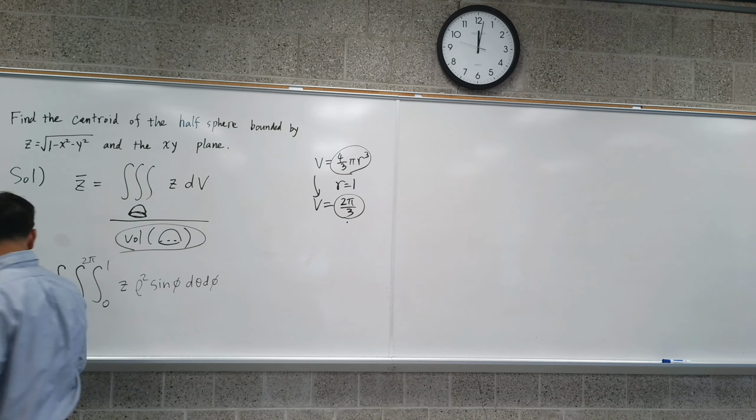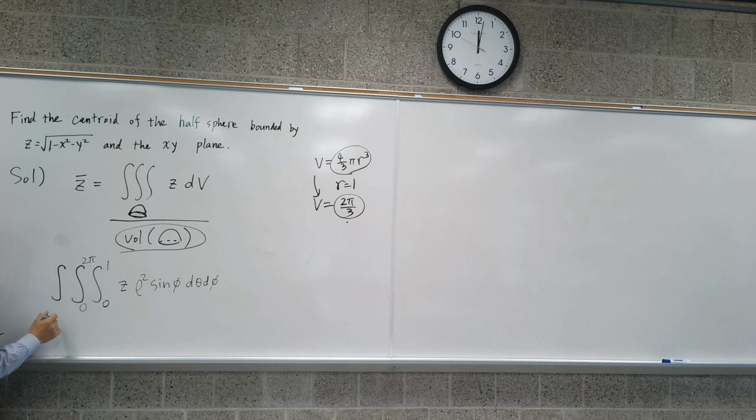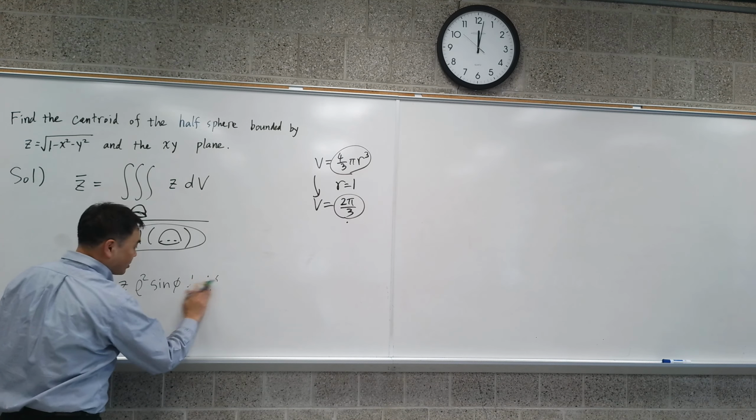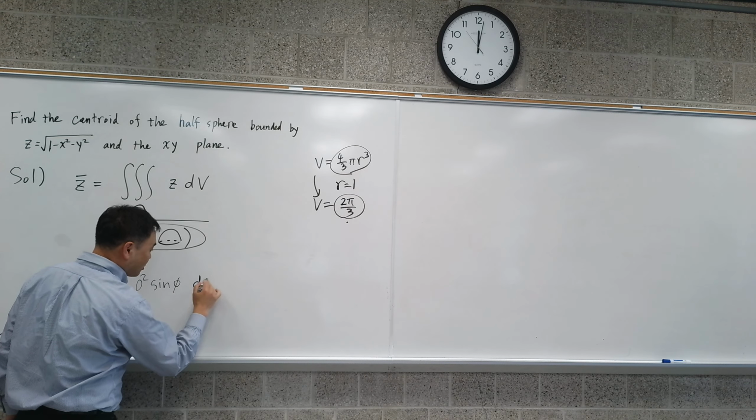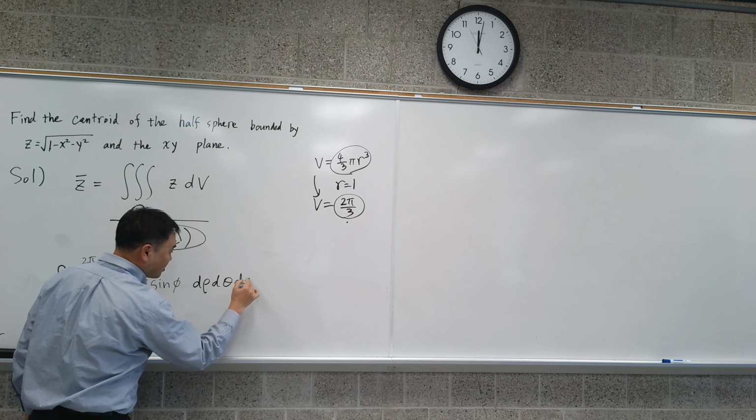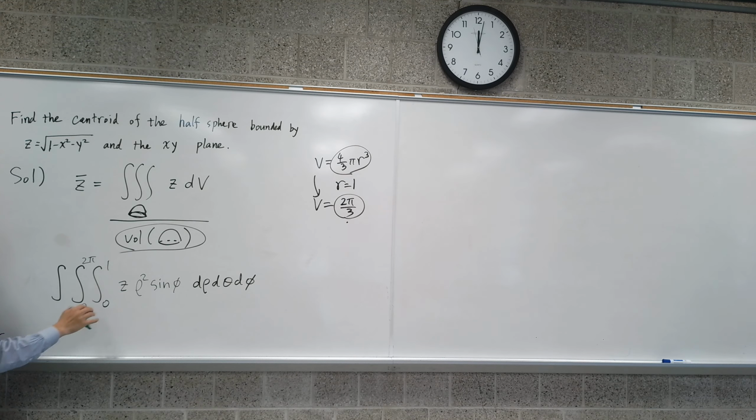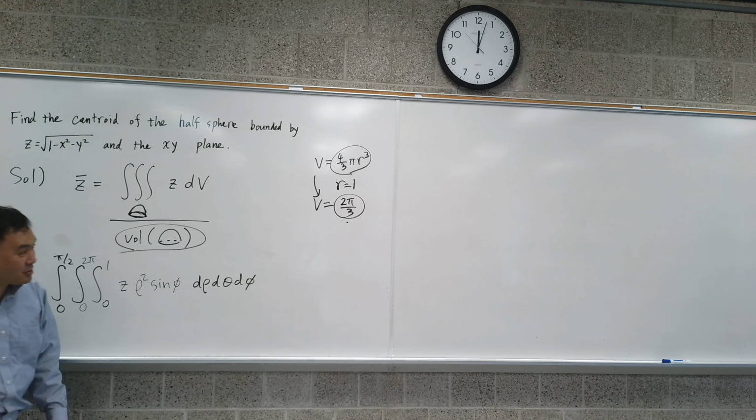Yes? Is it supposed to be a d rho? Oh, thank you. I forgot d rho. D rho, d theta, d phi, for 0 to 1. So we can't integrate this yet because why? What's the problem? Z. Yeah, Z is not in terms of rho, theta, phi.